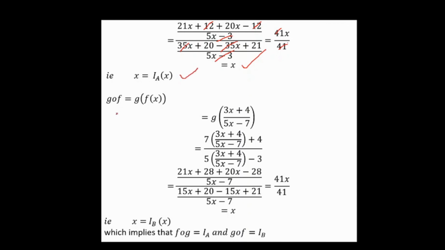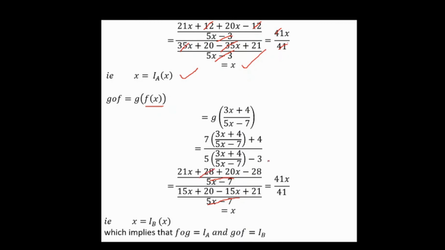Next, gof is equal to g of f of x. So first we'll be operating f of x. What is f of x? (3x+4)/(5x-7). And what is our g? (7x+4)/(5x-3). So instead of x, you'll be substituting this whole thing. When you solve it, you get this. Again, as said, the denominator gets cancelled.